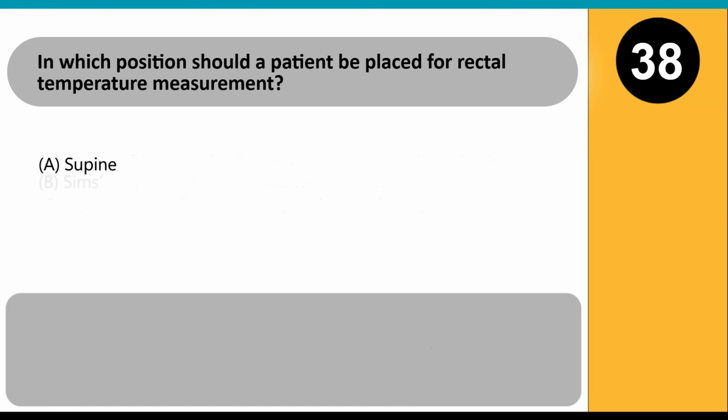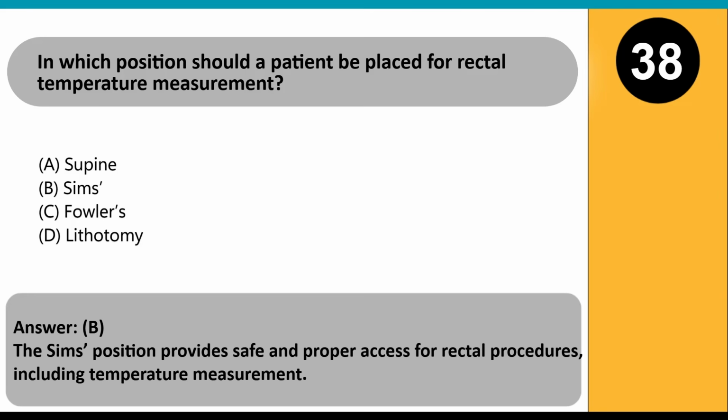In which position should a patient be placed for rectal temperature measurement? A. Supine. B. Sims. C. Fowler's. D. Lithotomy. Answer: B. The Sims position provides safe and proper access for rectal procedures, including temperature measurement.